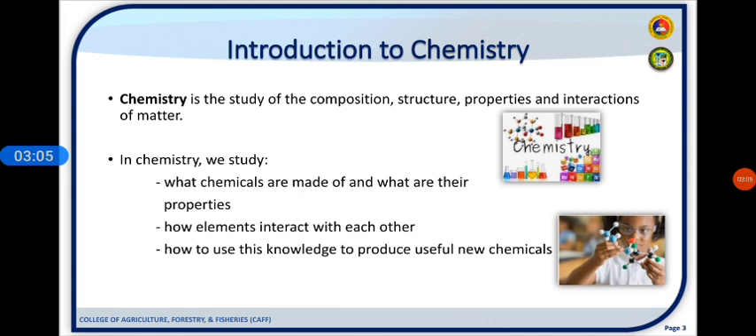Chemistry is often referred to as the central science. Why do you think so? Why is it considered the central science? It's because chemistry joins together physics and mathematics, biology and medicine, and the earth and environmental sciences.